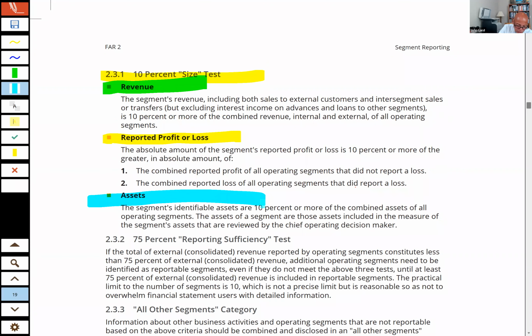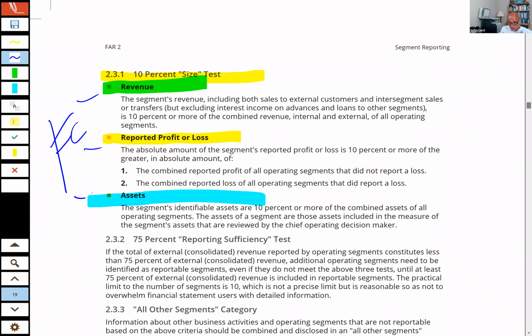Okay, now let's take a look at the revenue test. Okay, and I want you to flashcard these guys. Flashcard at a high level what the 10% tests are, because the question may say, applying the revenue test, do we have a reportable segment? But they're not going to tell you that's a 10% test.